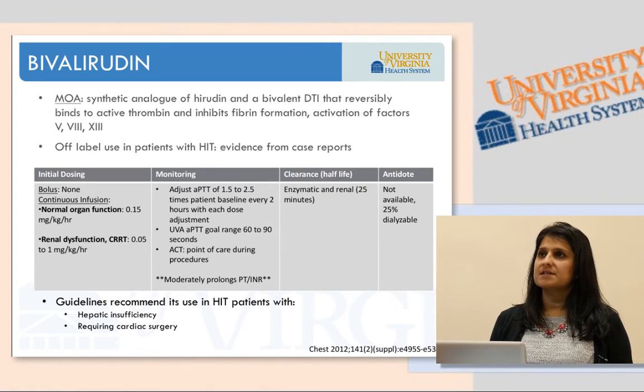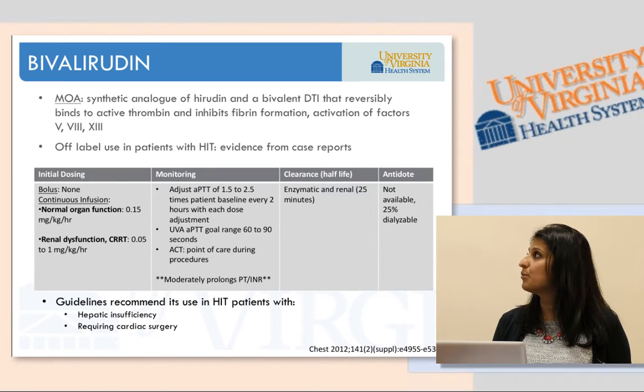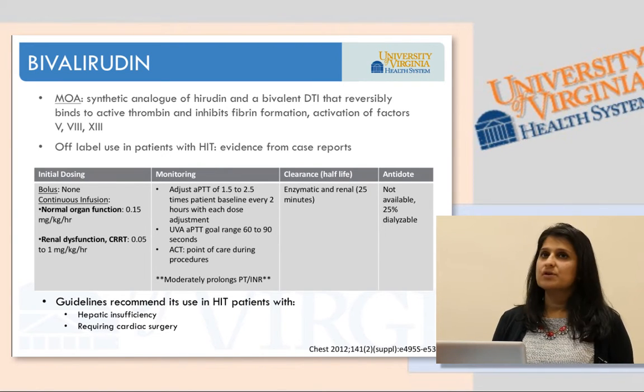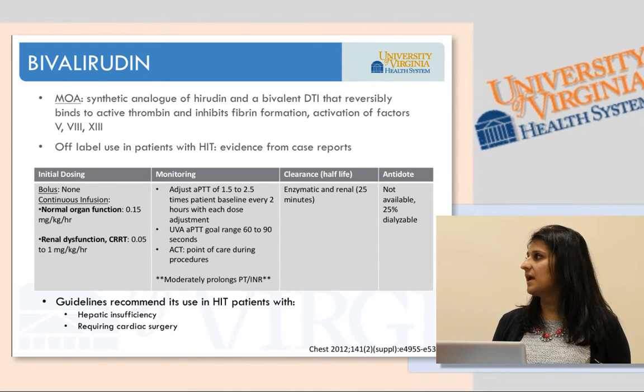It moderately elevates the PT-INR, and from our experience at UVA, when transitioning a patient to an oral agent such as warfarin, it's not as challenging as compared to argatroban. It has renal clearance. It has a shorter half-life compared to argatroban too, which is another reason why we use it more often. There is no antidote available for bivalirudin, but it is 25% dialyzable. The 2012 CHEST guidelines recommend use of bivalirudin in patients with hepatic insufficiency and those requiring cardiac surgery.